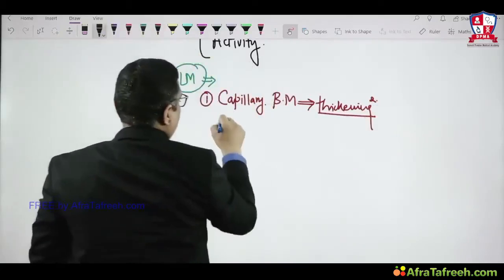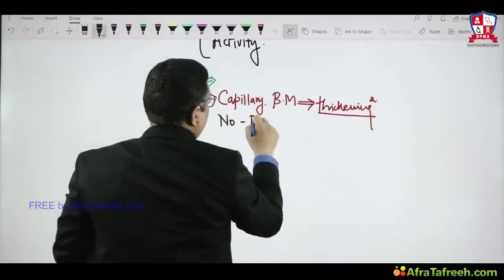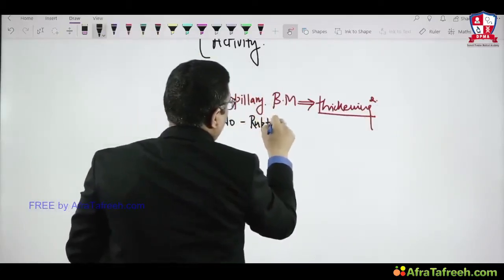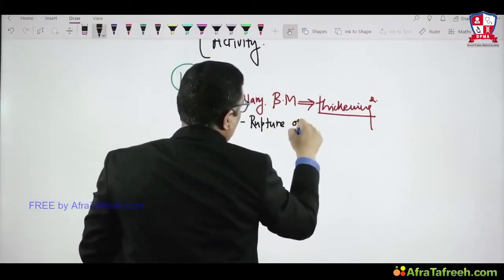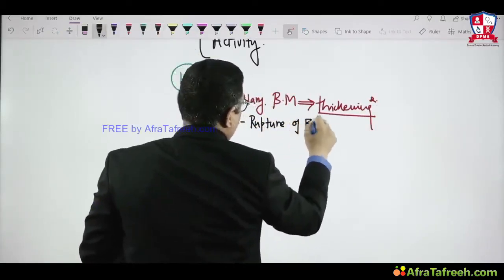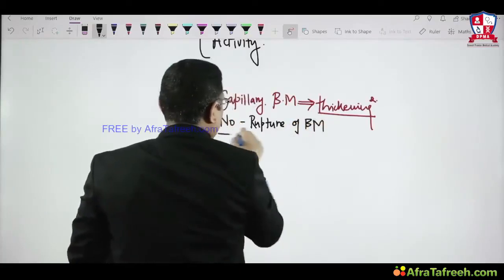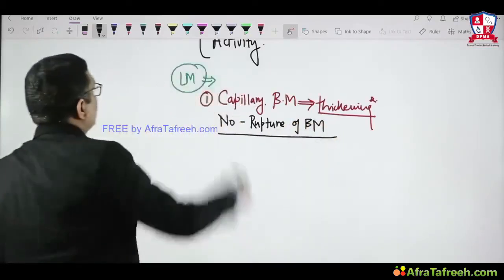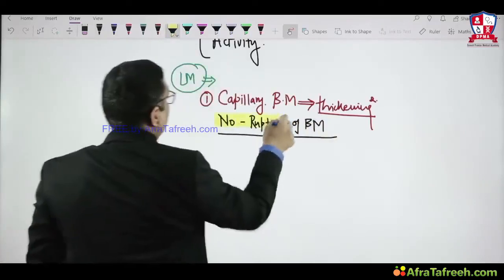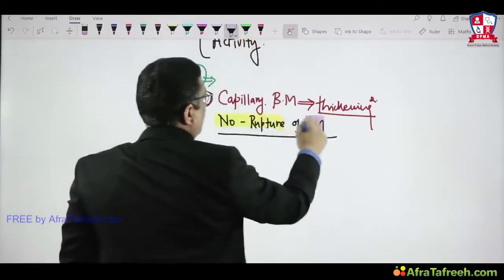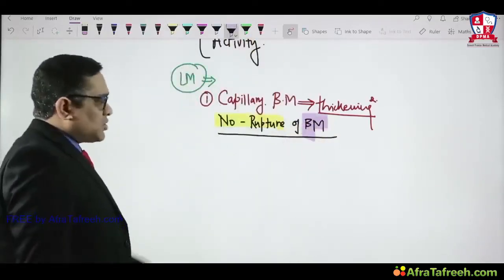What we need to remember is that there will be no rupture of the basement membrane. This was the All India question in 2016. There will be no rupture of the basement membrane seen in case of membranous glomerulonephritis.